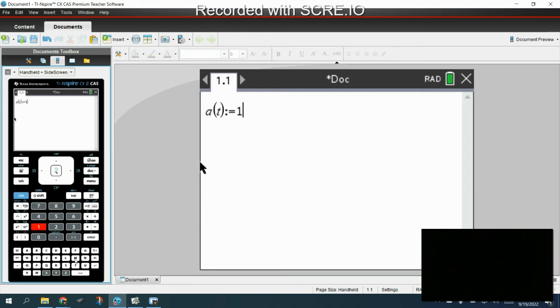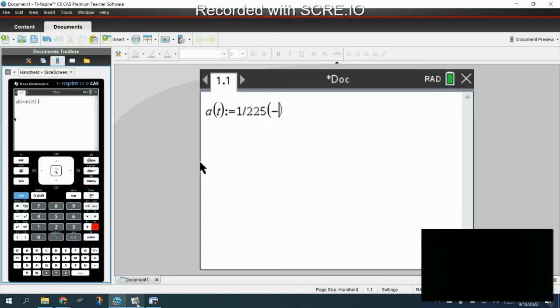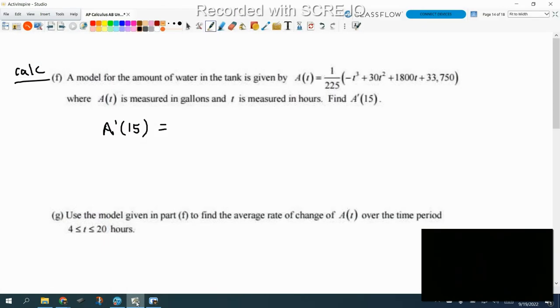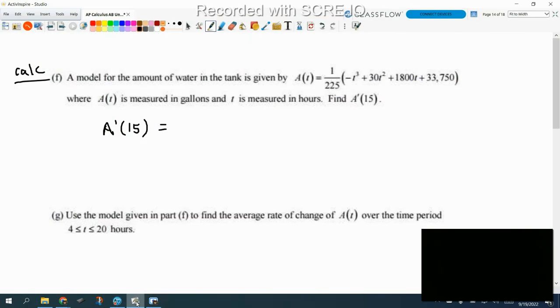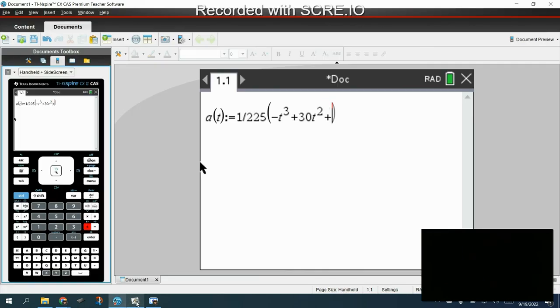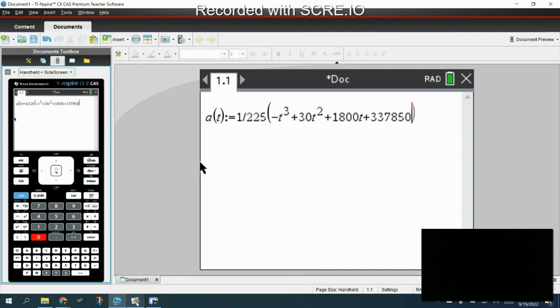All right, then we're just going to type in the function. So 1 over 225, parentheses, negative t cubed plus 30t squared plus 1800t plus 33,750. Got an extra 8 in there. There we go. All right, hit enter, says done. So we've now stored this function in a of t.